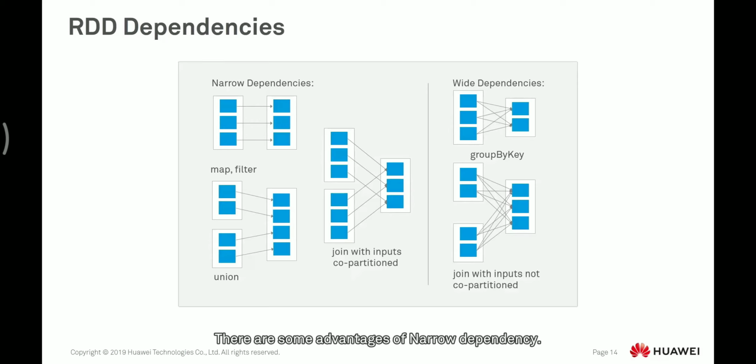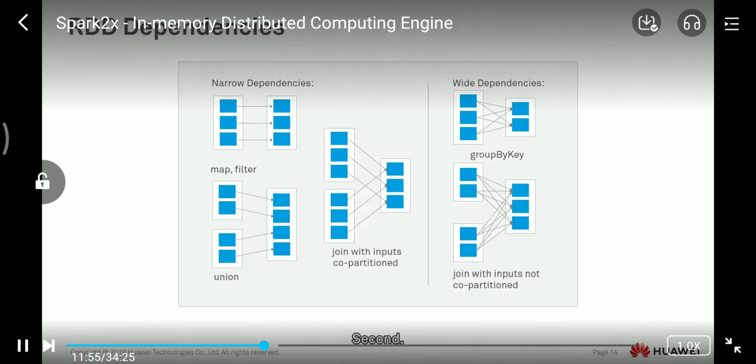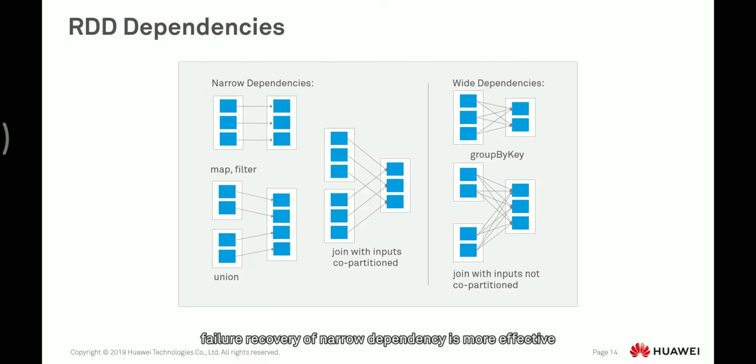There are some advantages of narrow dependency. First, narrow dependency supports execution of multiple commands in pipeline mode on the same cluster node. For example, after the map operation is performed, the filter operation can be performed immediately. Second, failure recovery of narrow dependency is more effective because only the lost parent partition needs to be recomputed, and the recomputation can be performed concurrently on different nodes.